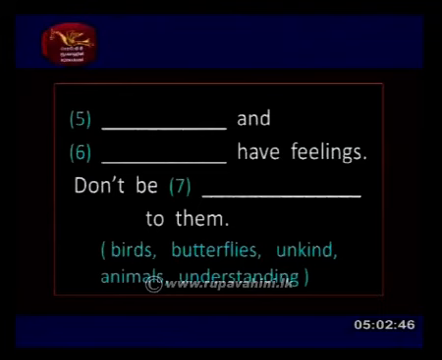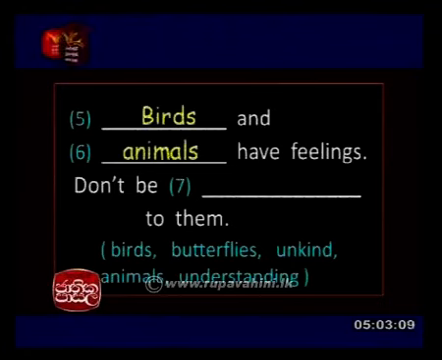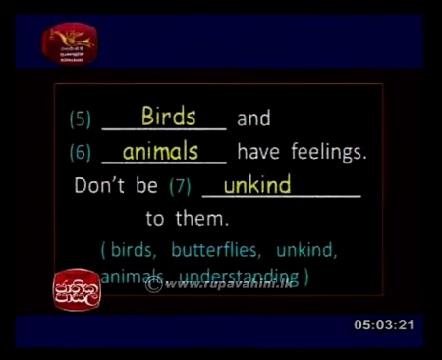Tell me the words that you would fill. Birds and animals have feelings. Don't be unkind to them. Right. Now, I have a question. Why can't we use the word butterflies? Because birds and animals are groups, and butterflies come under the group of insects. Very good. Very clear explanation. Now see, children, there are birds, butterflies, animals, all three which are suitable for the first two blanks.